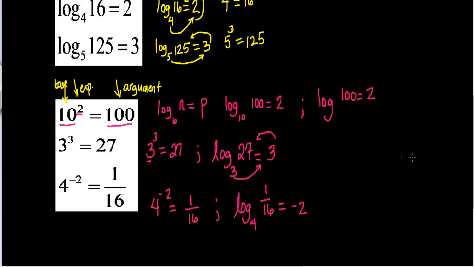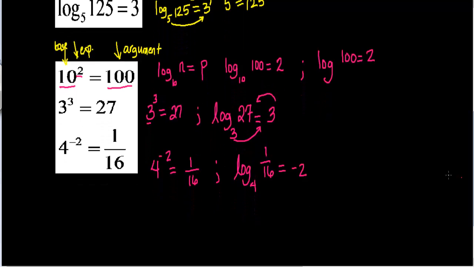Okay, now just one thing that I want to mention. The base, when we talk about the log, when we say log base b of n equals p, b has to be greater than 0, and b cannot be equal to 1. And why, do you ask? Why does it have to be greater than 0, and why can't it be 1?